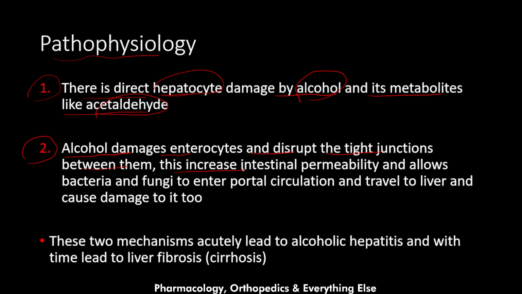And this increases the intestinal permeability and allows bacteria and fungi to enter the portal circulation and travel to the liver. Remember that the intestinal venous drainage goes to the portal vein, which goes to the liver, and by that the fungi and bacteria would go into the liver. These two mechanisms acutely lead to alcoholic hepatitis, and with time they lead to liver fibrosis, which is liver cirrhosis.